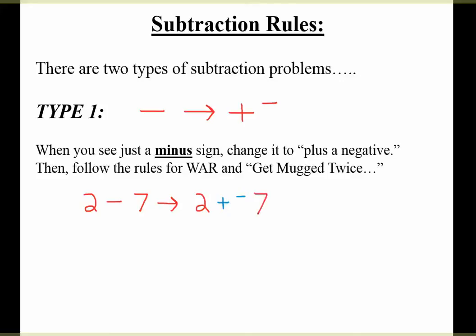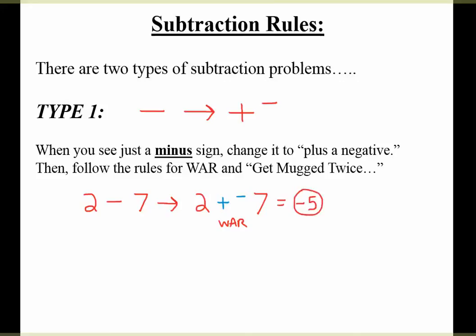And yeah, you probably need to put parentheses around that negative 7, but just to simplify things, I'm not going to worry so much about the parentheses right now. Notice that now we have an addition problem, okay? And what type of addition problem are we looking at? Did we convert it to a war problem, or did we get mugged twice? In this case, we have a war. So what would your answer be? Well, the negatives win, and they win by 5. So 2 minus 7 is negative 5.